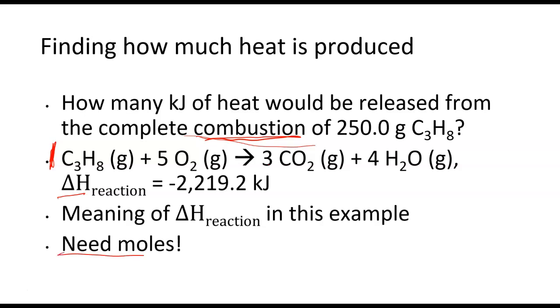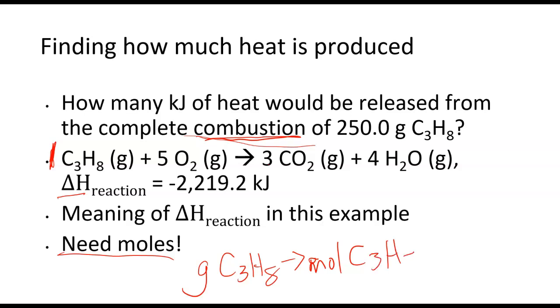So we're going to need moles to actually solve this problem. So we're going to have to go from grams of C3H8 to moles of C3H8. And then we're going to go from moles of C3H8 to our heat. So we're going to go from that to kilojoules. We'll look through this step by step.